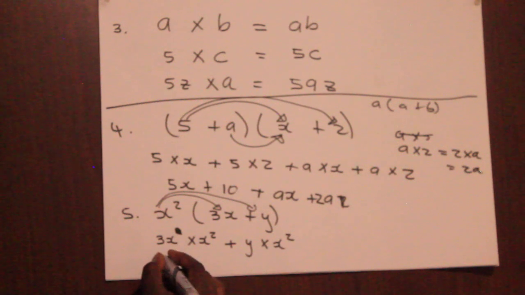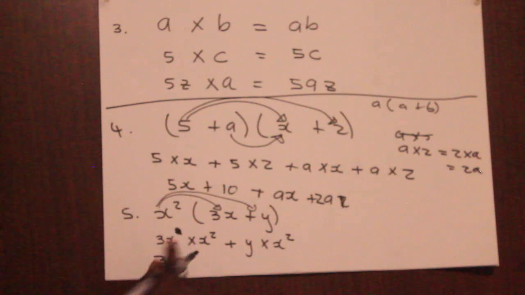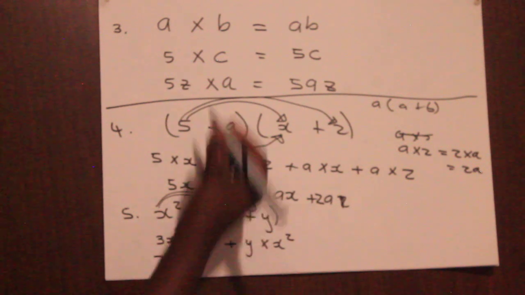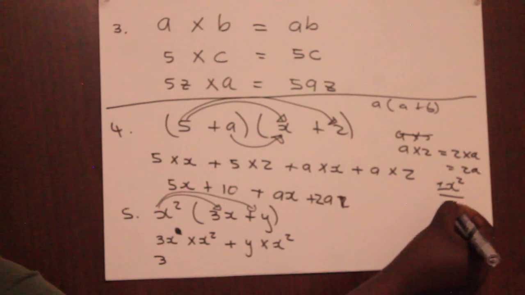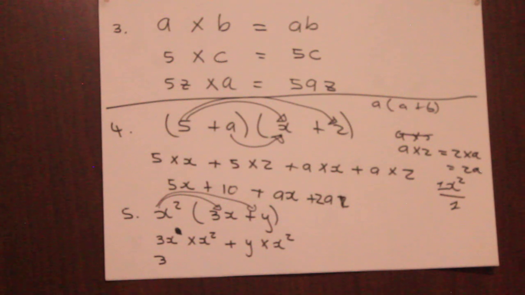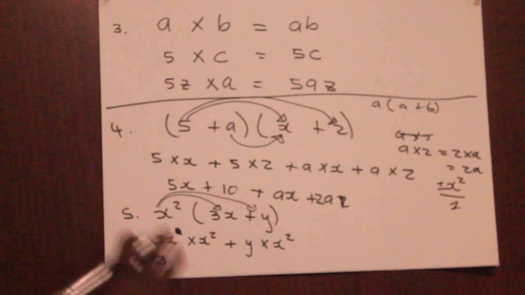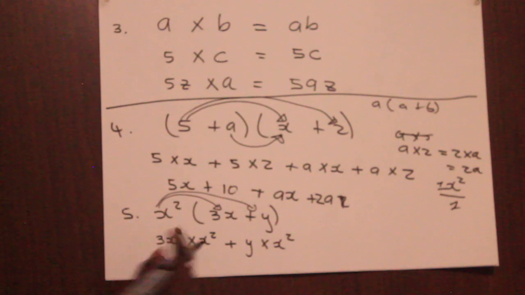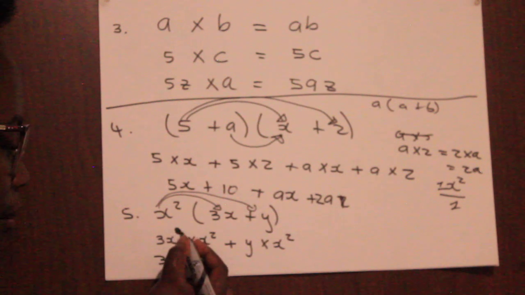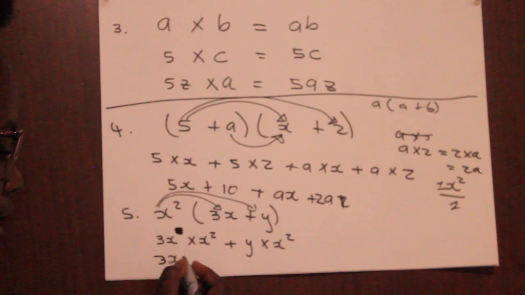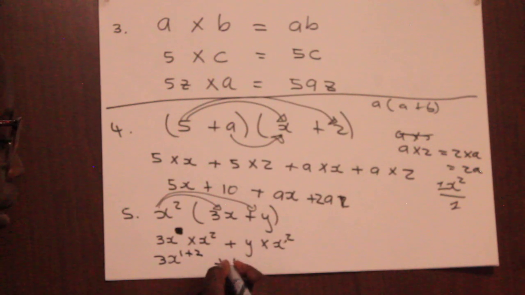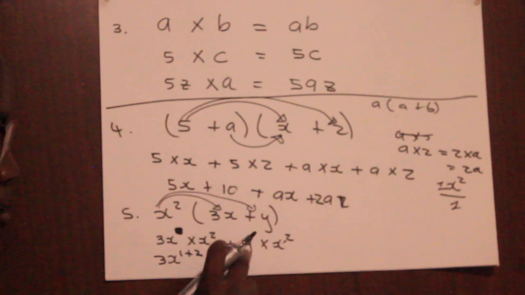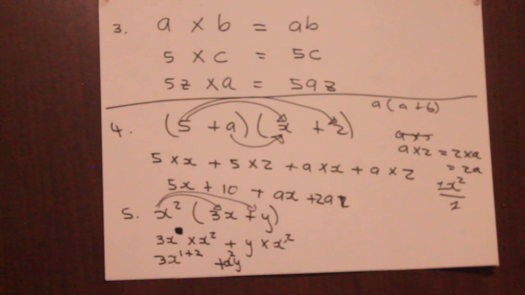So this is 3x. This is 3 times 1 here. We know there's a 1 here, so this is x squared, and there's also a 1 there. We don't write it because it doesn't make any difference. So here we have 3 times 1, which is equal to 3. Then we have this 3x, there's a 1 there, so it's 1 plus 2. And then y times x squared is going to give you x squared y.